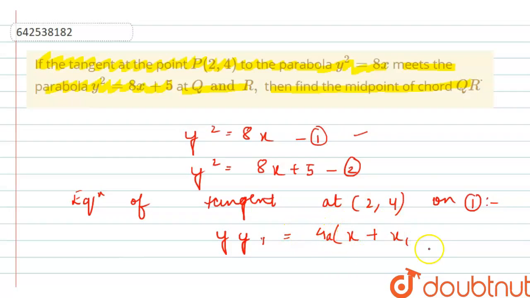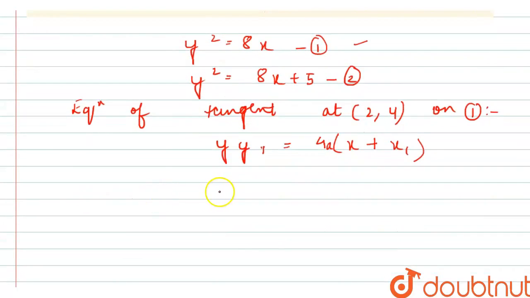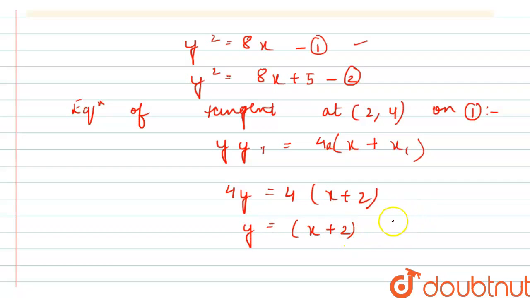Now using 2,4 in place of x1, y1, I get the equation as 4y is equal to 4, a is 1 here, into x plus 2, and after dividing this by 4 I get y is equal to x plus 2. Let it be equation number 3. So this equation 3 is basically the equation of tangent on equation 1 using the point 2,4, right?